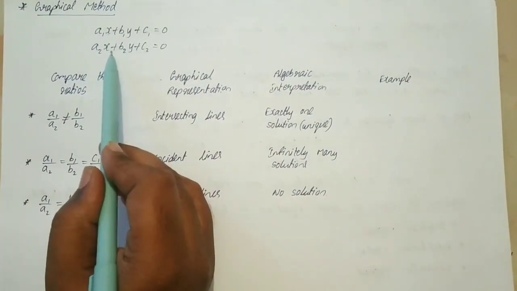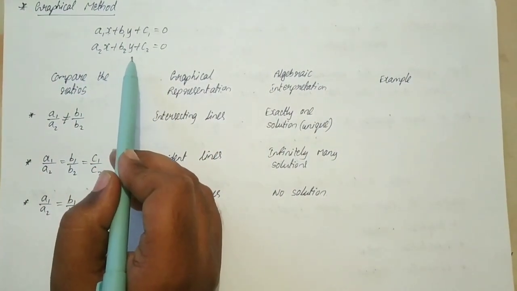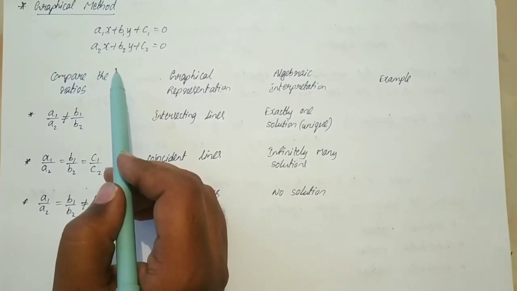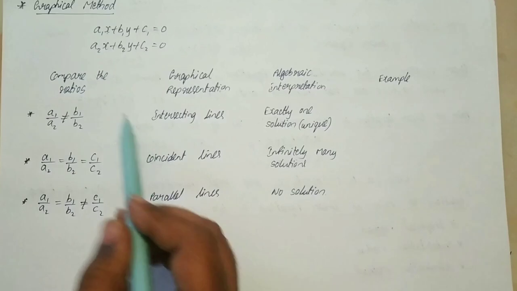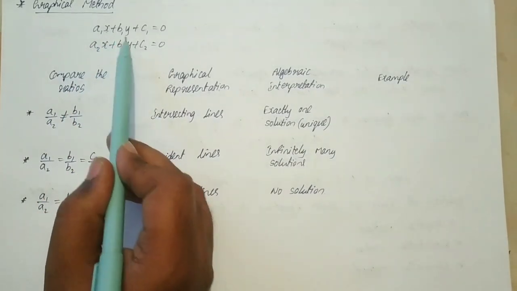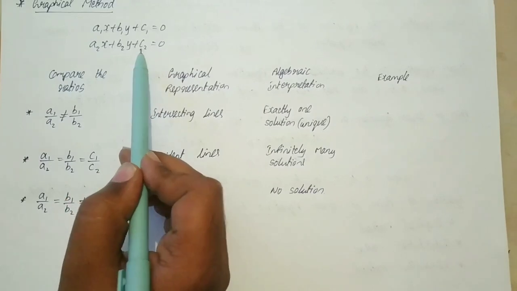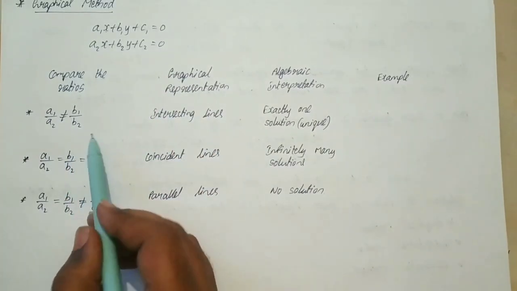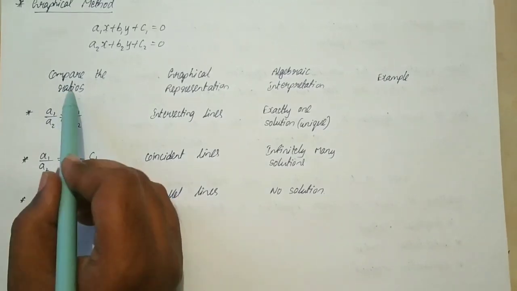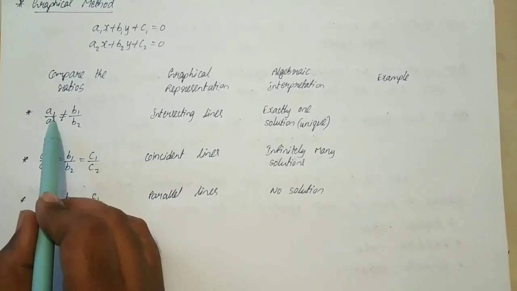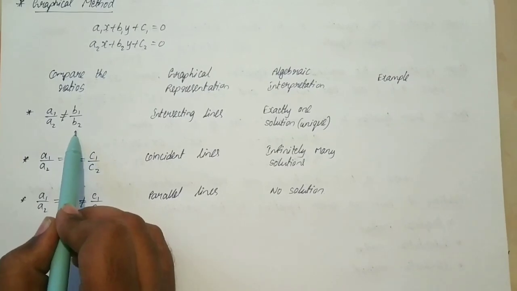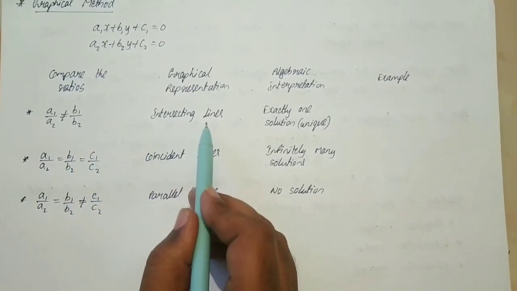Before solving the pair of linear equations, we can say what graph we will get from those equations. We will get three types of graph by comparing the ratios, that is by comparing a1, a2, b1, b2, c1, c2. We can judge what the graph will be for the linear equations they have given. So see here, by comparing the ratios, if we get a1 by a2 not equal to b1 by b2, then we will get intersecting lines.